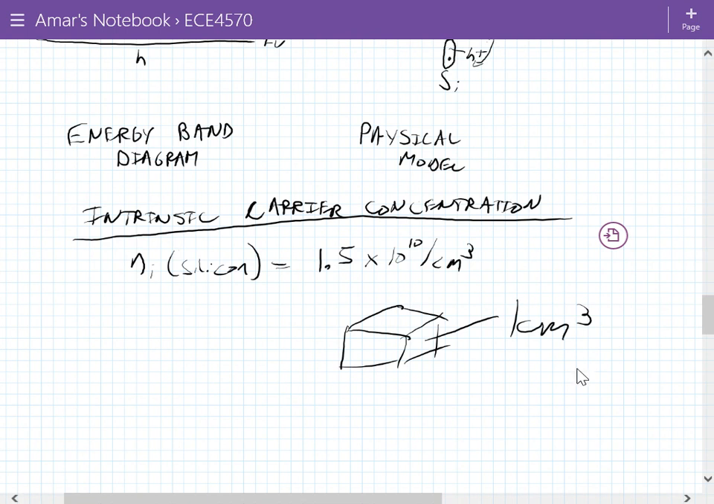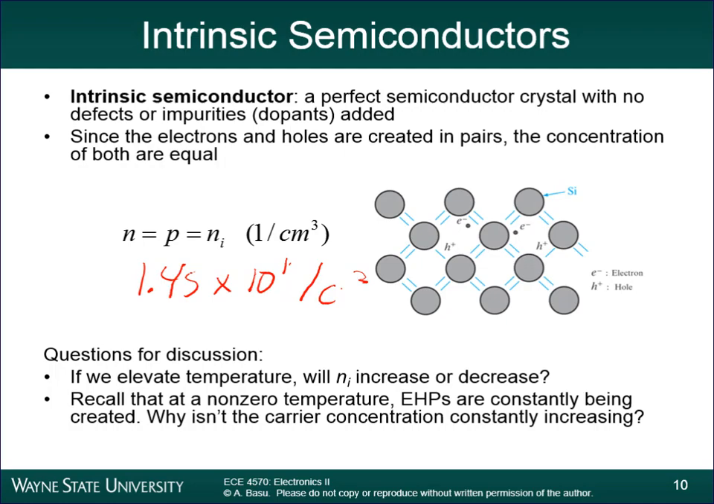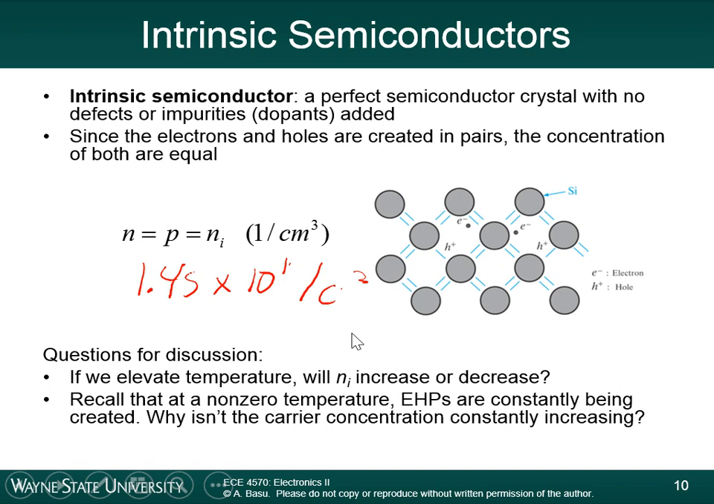That's a lot. It's quite a bit. So, questions for discussion. If we were to elevate the temperature, would Ni increase or decrease? Why would it increase, Mike? You give more energy to the electrons, so they can move around. Exactly. If we were to increase the temperature, there's more electrons.